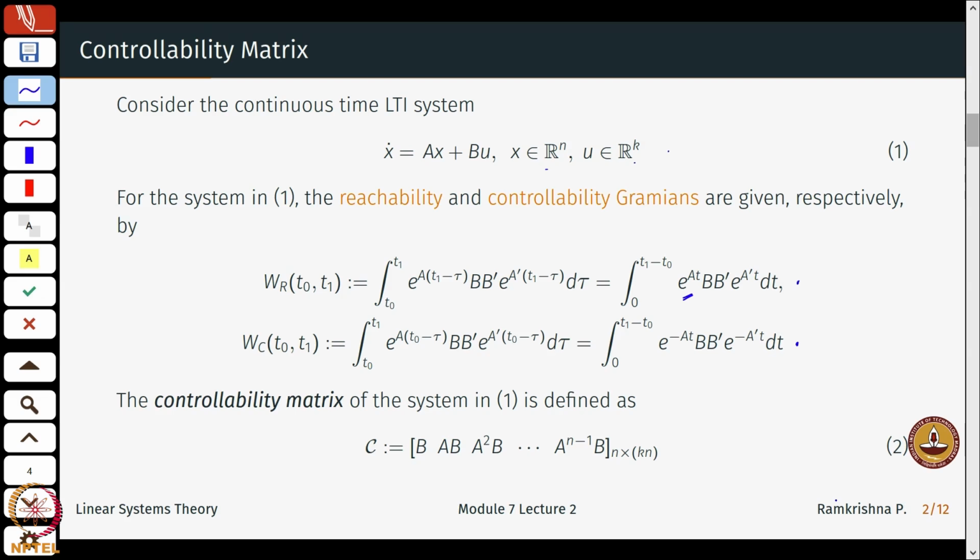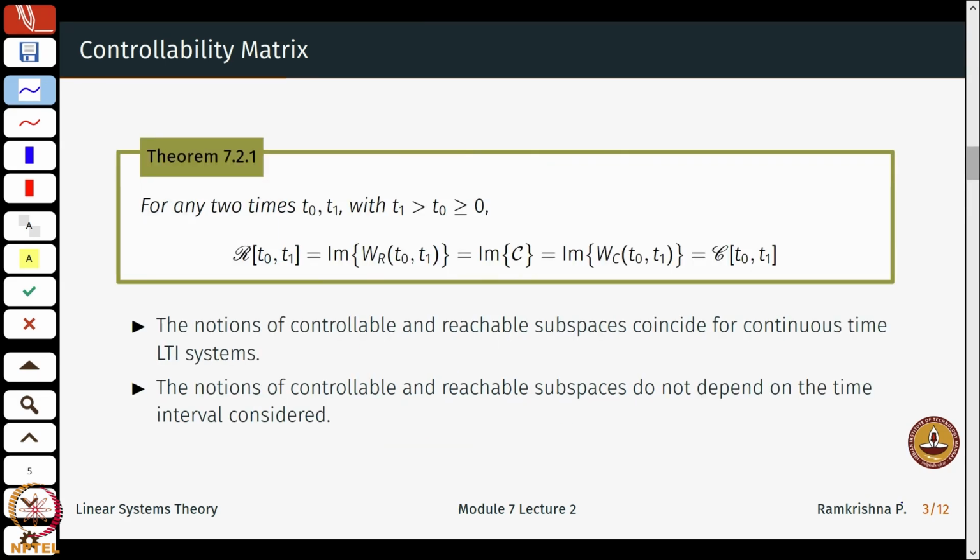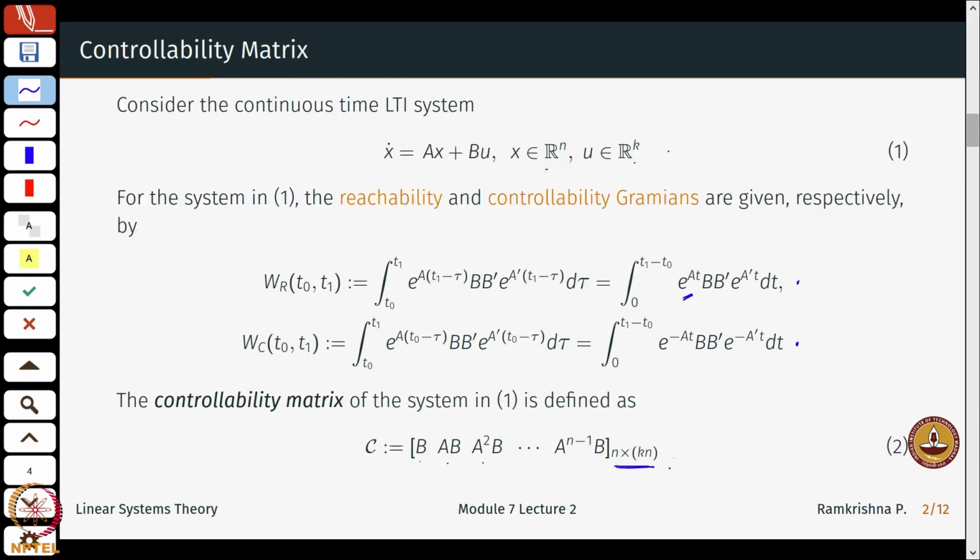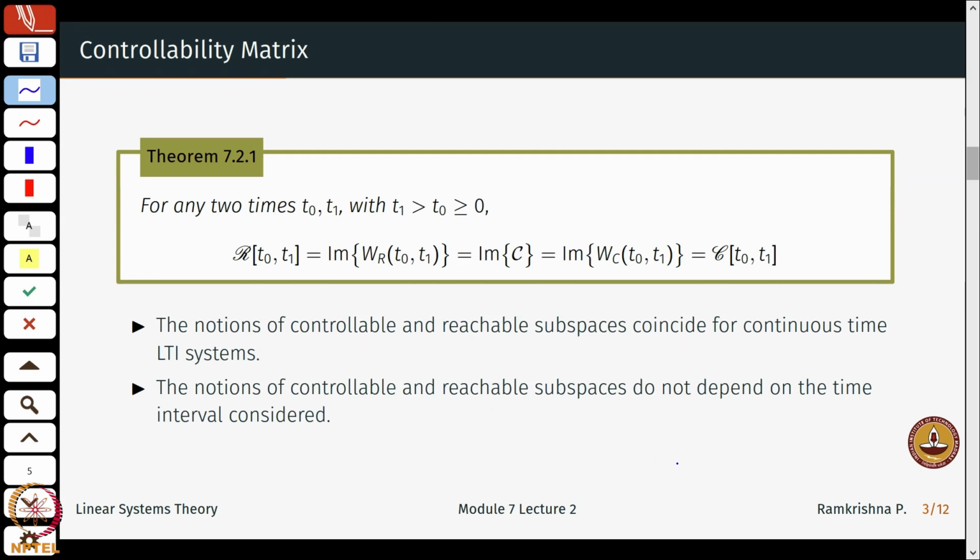Okay, so the controllability matrix is defined as the following. So you have C is B, AB, A square B all the way till A power n minus 1 B, and it is easy to check that this is an n cross kn matrix. Now what is the relation of this controllability matrix to what we learnt in the previous lecture on the reachable subspaces and its relation to the image of the reachable Gramian, and the controllable subspaces with its appropriate relation to the controllability Gramian.